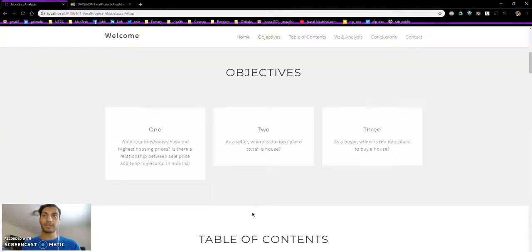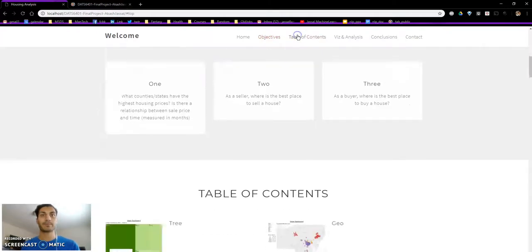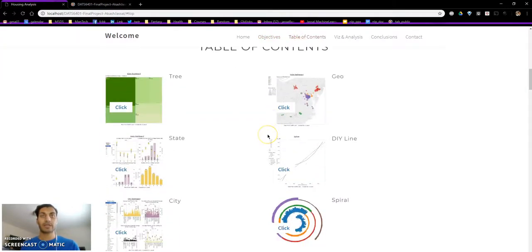I have three main objectives. Number one, what counties and states have the highest housing prices, and is there a relationship between sale price and time? Number two, as a seller, where is the best place to sell a house? And number three, as a buyer, where is the best place to buy a house? These are 6 graphs that I created in order to answer the objectives.